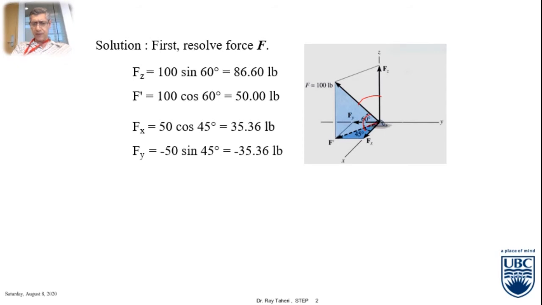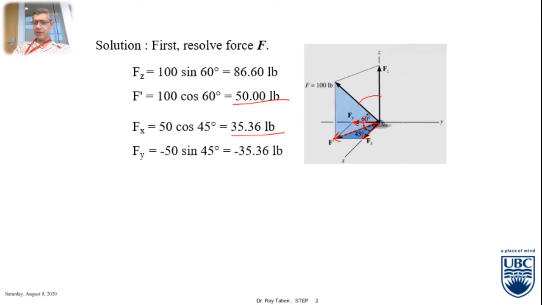Next thing is I want to find this vector. This vector is the projection of vector f on the xy plane, and the answer is f cosine 60. So this is the red one. Now this red one, now we are in 2D, has two components. One is fx, this, and one is fy, this. So fx is f prime, which is the projection of f on the xy plane, which is this value, multiplied by cosine of 45.